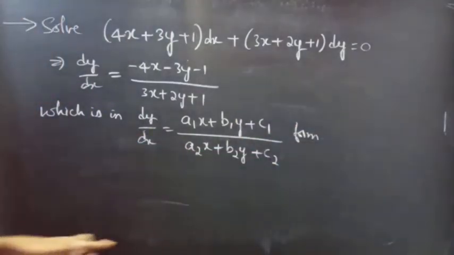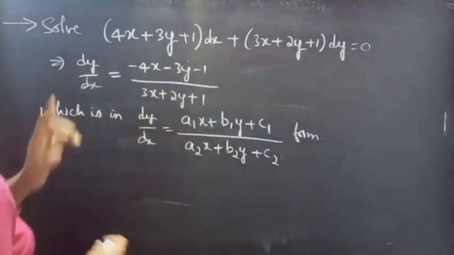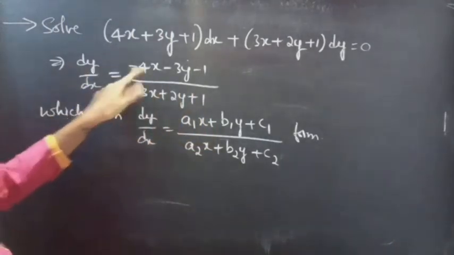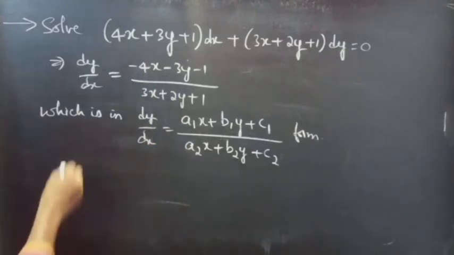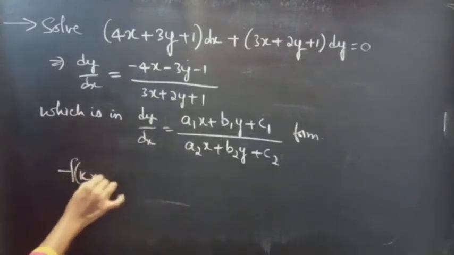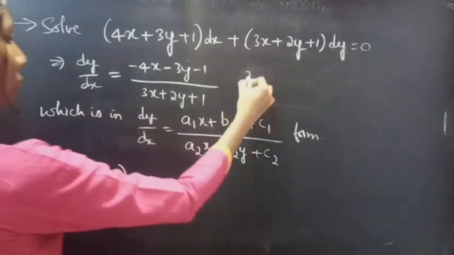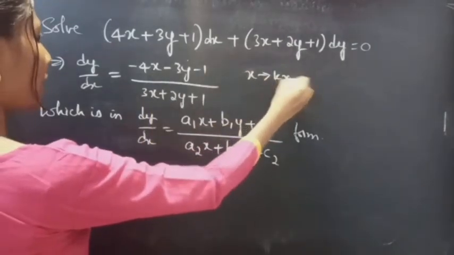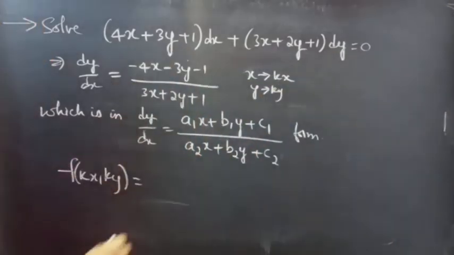Since we are having constants minus 1 and plus 1, there is no possibility of cancelling k from the numerator and the denominator. Okay, if you want, I'll show you. Put or replace x by kx and y by ky. This is a function of x, y, right?